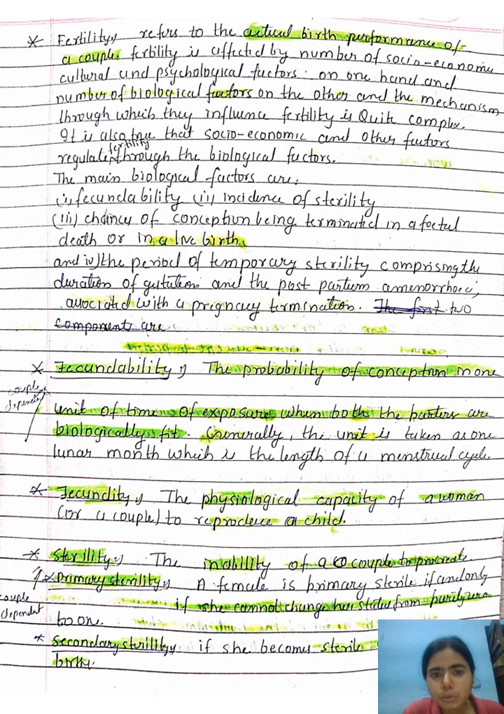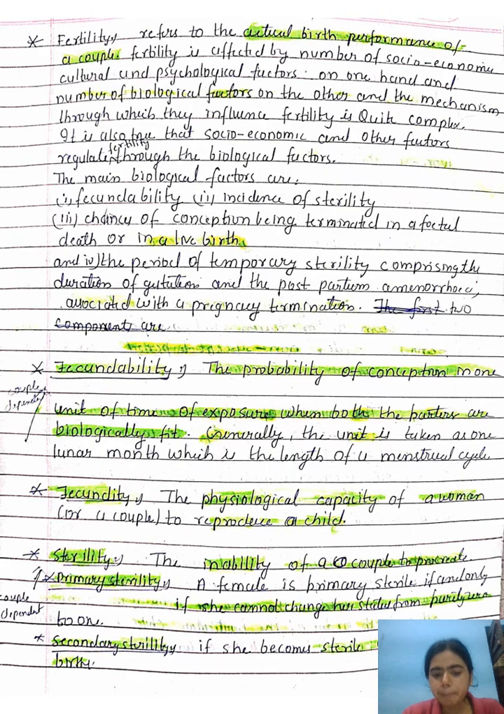Fertility refers to the actual birth performance of a couple. Fecundability is the probability of conception in one unit of time of exposure when both the partners are biologically fit. And fecundity is the physiological capacity of a woman or a couple to reproduce a child. Sterility is the inability of a couple to procreate.